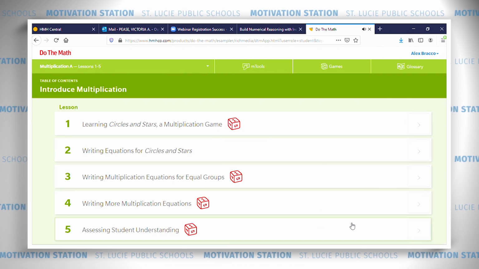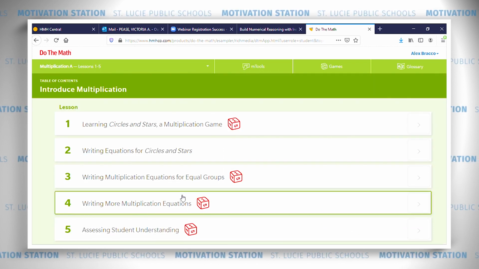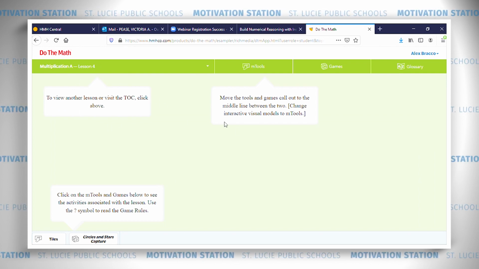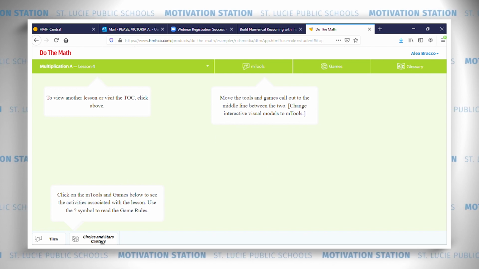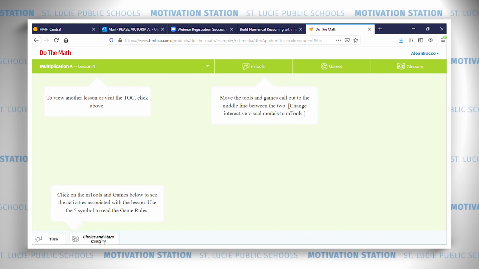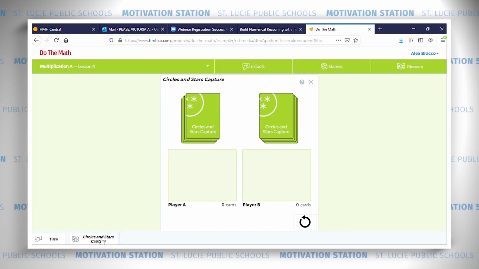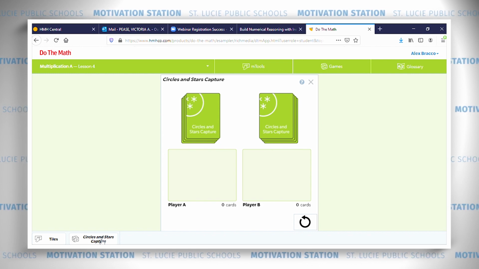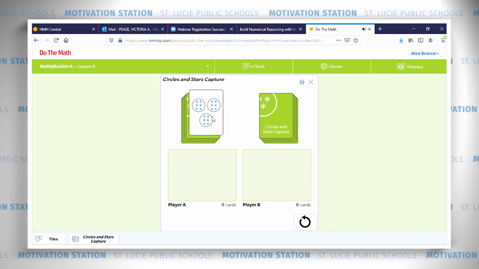I'm going to click get started, and that should be in lesson 4. So notice on this one, it just tells you some instructions on what to do here. So I'm going to go to circle and stars capture. Okay, and there's the cards exactly like I showed you in the lesson. And you can see there's player A and player B. So what I'm going to do is click on a card for player A.